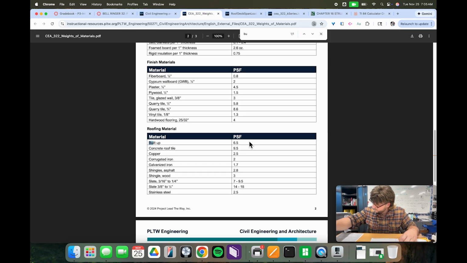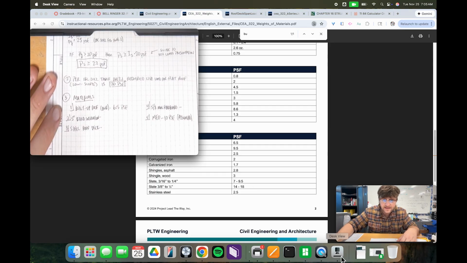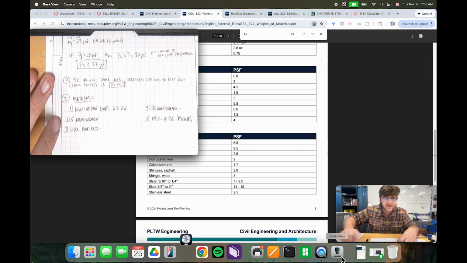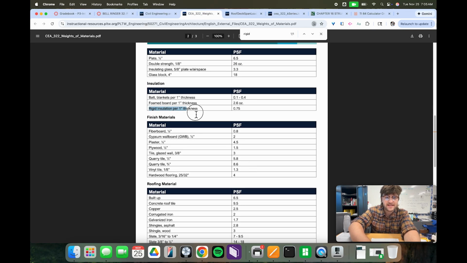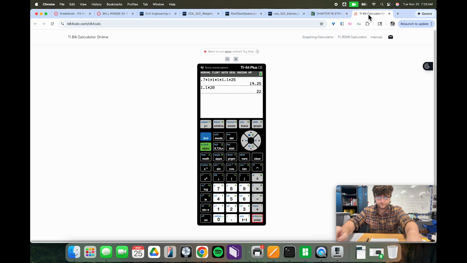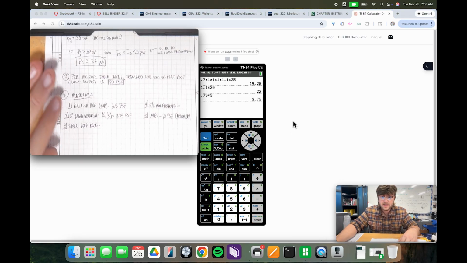Now, what we want to look at next is our 5-inch rigid insulation. So what we can type in here is rigid insulation. Now, as you can see, this is per 1-inch thickness. And so basically what we've got here is 3/4, right? 0.75. So 3/4 of a PSF multiplied by, we've got 5 inches of that, right? So we go 0.75 times 5. We're going to have actually 3.75 PSF for this guy. So we can go ahead and put this down here, 3.75 PSF.